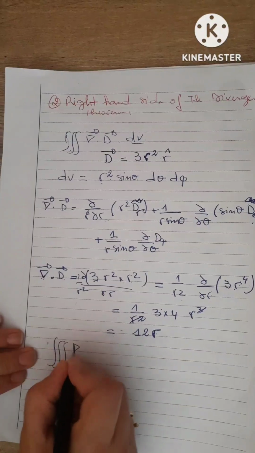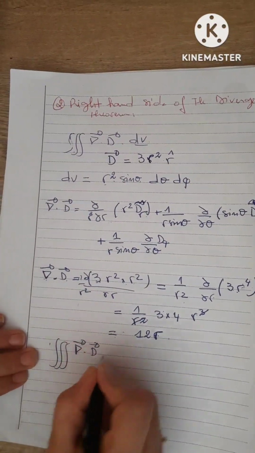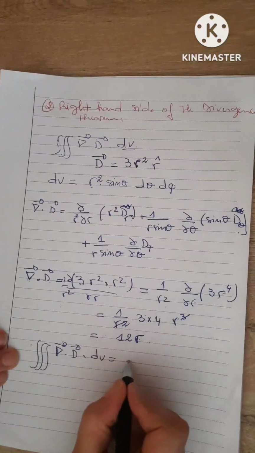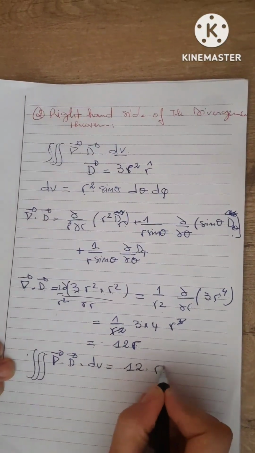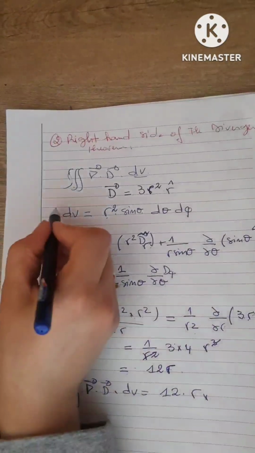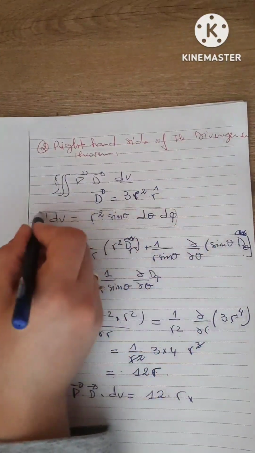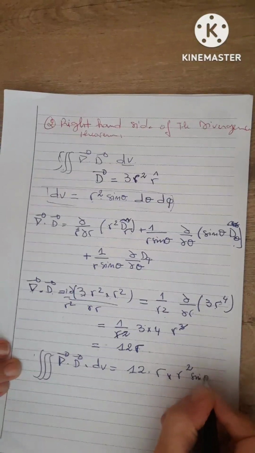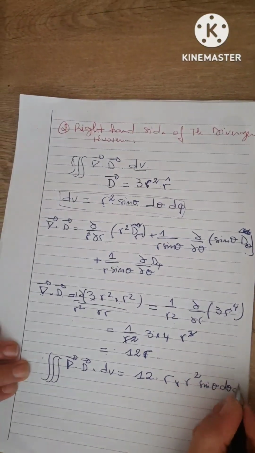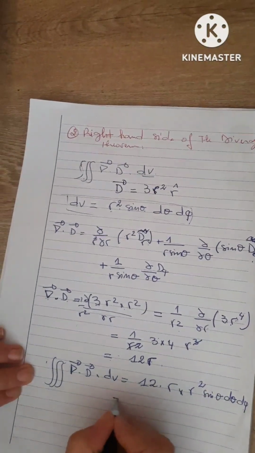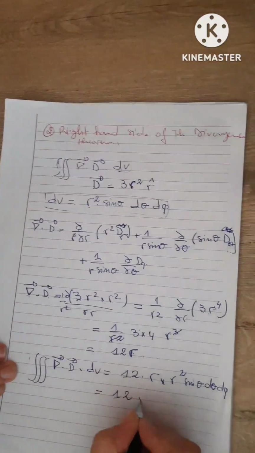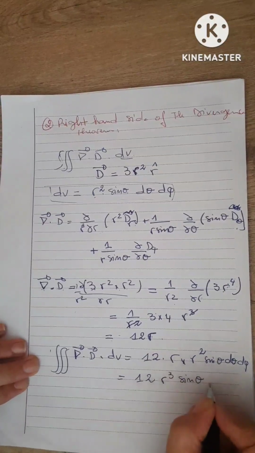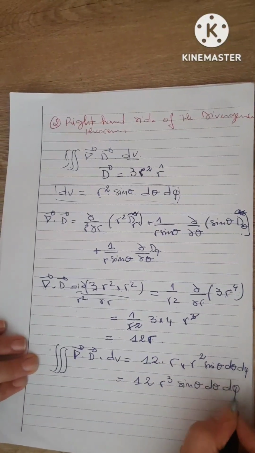The divergence of D times dV is 12 r times dV, and dV is r squared sine theta d theta d phi. So it is 12 r cubed sine theta d theta d phi.